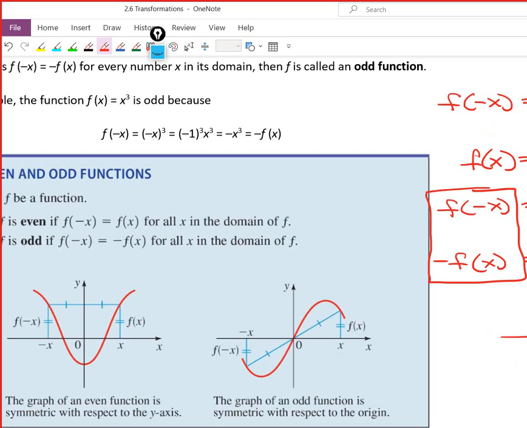So what's that mean then? That means if I know (0, 0), I know (2, 8), maybe (1, 1), maybe (3, 27). If I know those are on my parent function, or on the right branch of this function, then I also know, if those points are (a, b) and the function is odd, that (-a, -b) also exists. So I should have (-2, -8), (-1, -1), (-3, -27).